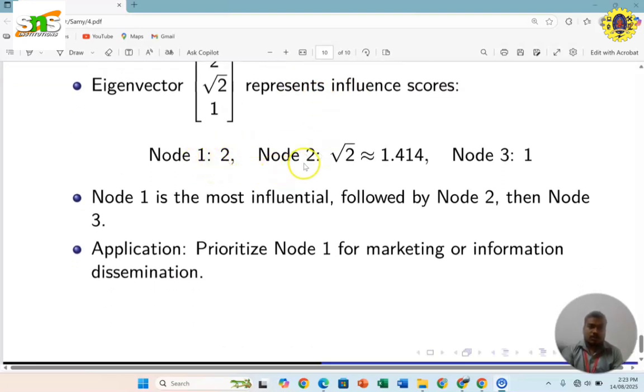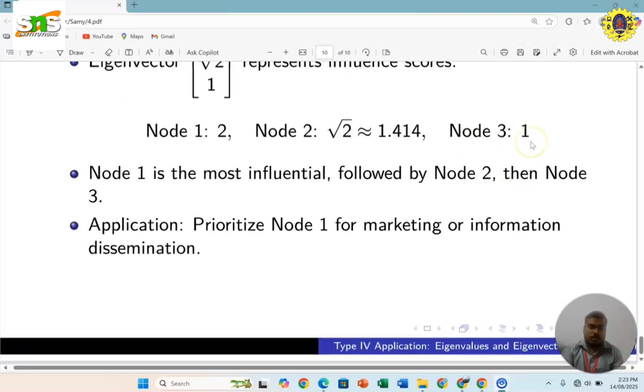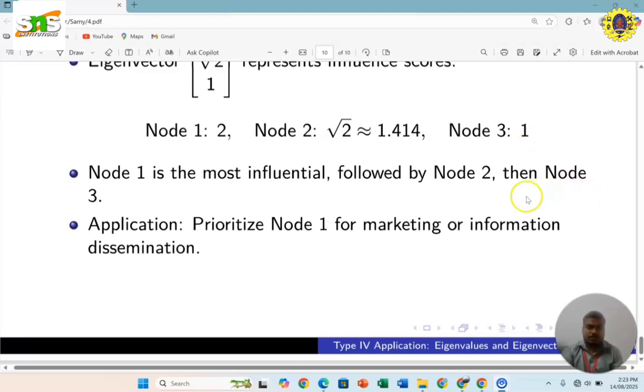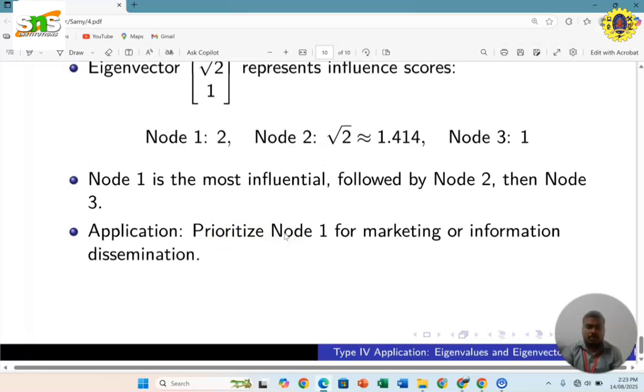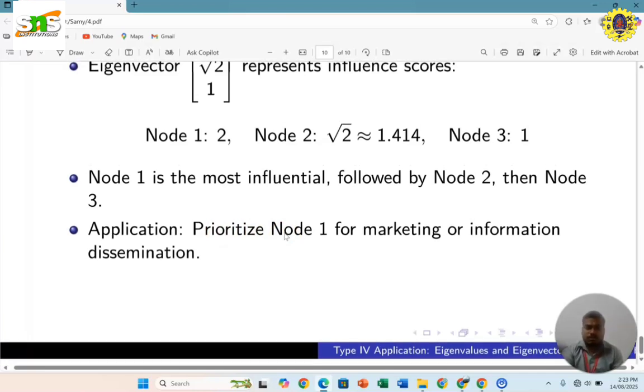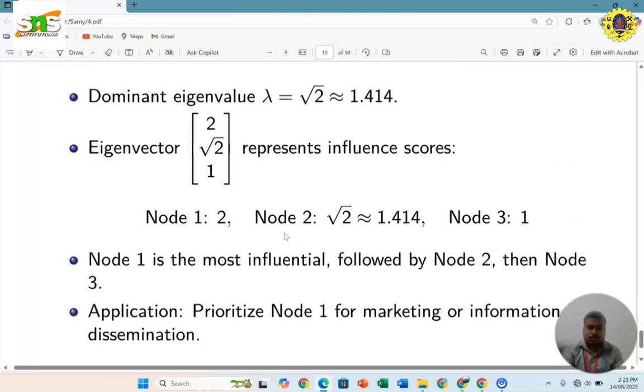Node 1 is 2, node 2 is root 2, node 3 is 1. So node 1 is the most influential, followed by node 2, then node 3. In application, prioritize node 1 for marketing or information dissemination. Thank you.